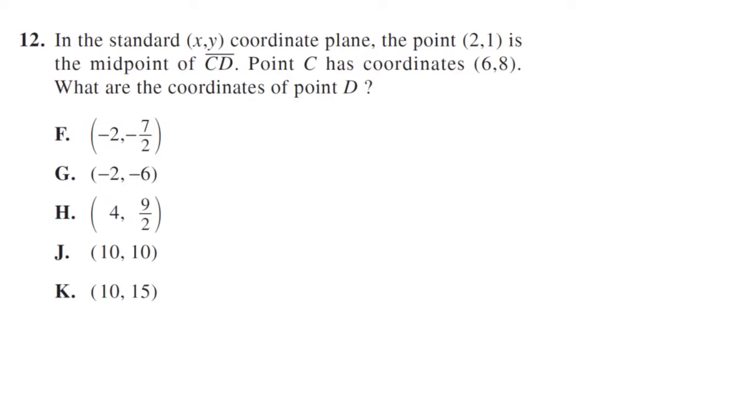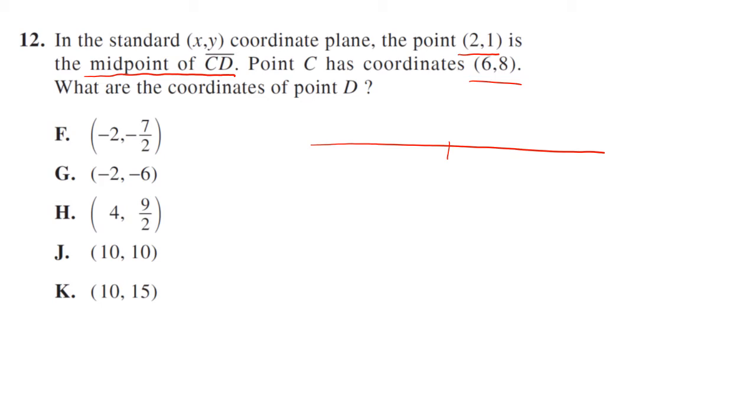In the standard xy coordinate plane, point (2, 1) is the midpoint of CD. So CD is a line, and point (2, 1) is the midpoint. Point C has coordinates (6, 8). What are the coordinates of D? Okay, to get the midpoint, this is a question ACT likes to ask a lot. It's just the average of any 2 points.